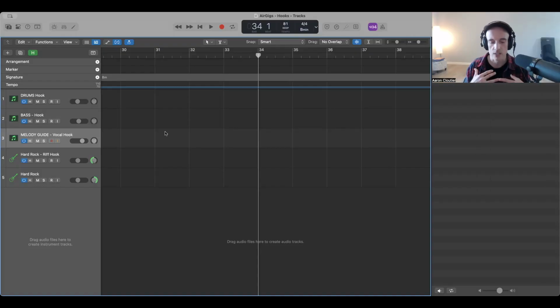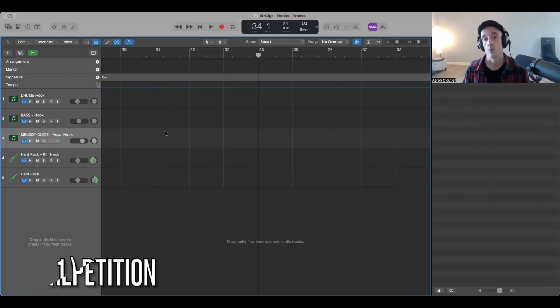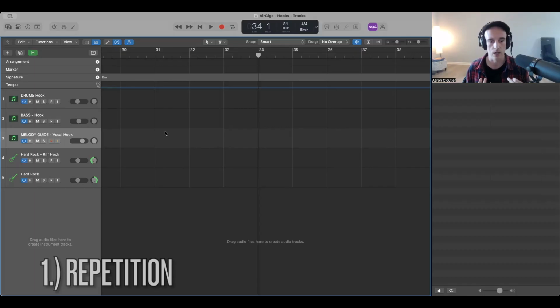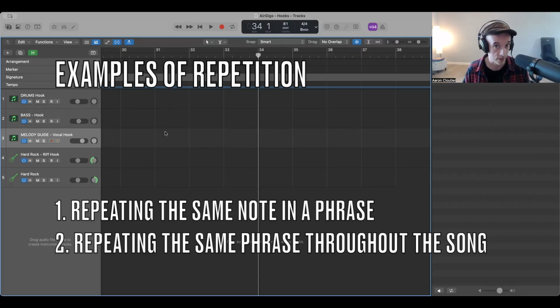Okay, so we've talked about what a hook actually is. Now I want to talk about what actually makes a hook. Like, what are the components that make up a hook, right? This can vary depending on what instrument you use, but generally speaking, there are some basic principles that are attached to any kind of hook, and they are as follows. 1, repetition. Not only of the notes in a phrase, for example, but repetition of the phrase itself.